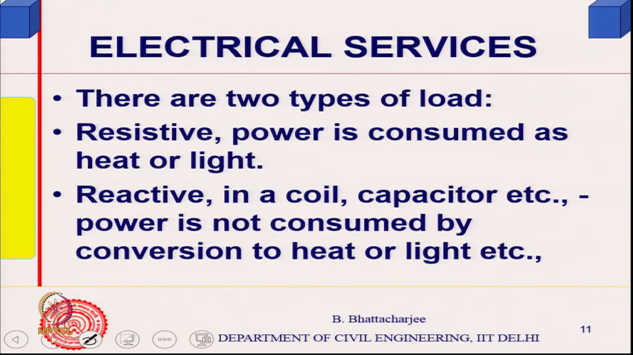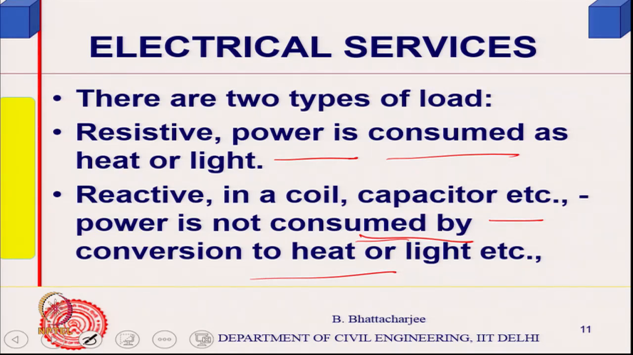Now, there are 2 types of load, as I said: resistive, where power is consumed as heat or light or work is done, and reactive, coil, capacitor, etc. I think that is where we stopped yesterday: coil, capacitor, etc., where power is not consumed by conversion to heat or light, but is simply stored and released in alternation, when you have alternating current.